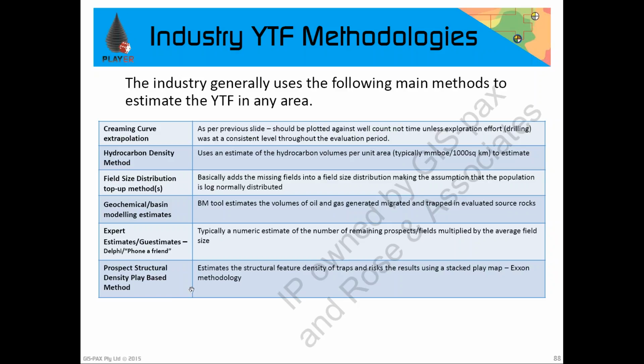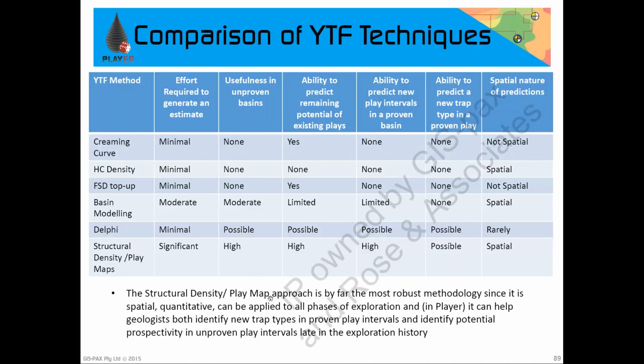So the structural prospect density method is the best one, and when you go through all the pros and cons, which is what this slide goes through, the reason why the larger companies use this method is because it is spatial. If I say to my management there's 1 billion barrels to be found in this basin, they will ask me within 3 nanoseconds where. And if I don't have a map that shows where that 1 billion barrels is, it's a waste of time. Consequently, creaming curves are generally a waste of time.